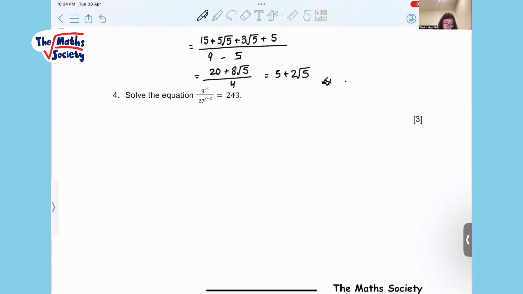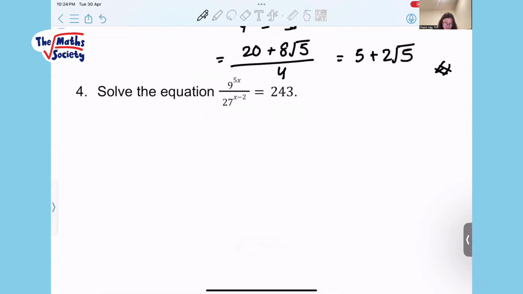And then we need to solve the equation, which is 9 to the power 5x divided by 27 to the power x minus 2 equals 243. So we know that if it's 9, we know it's 3 squared, yeah? So it'll be 3 squared to the power 5x divided by 27, which is 3 cubed. So we have 3 cubed to the power x minus 2. We'll add them later. And 243 is 3 to the power 5, yeah?